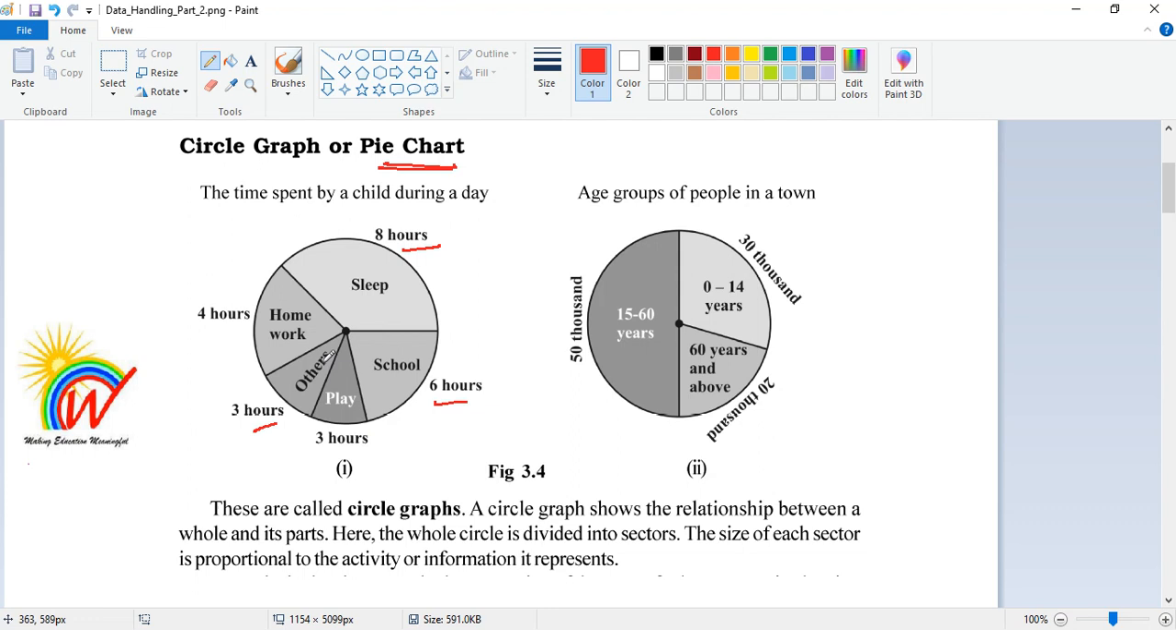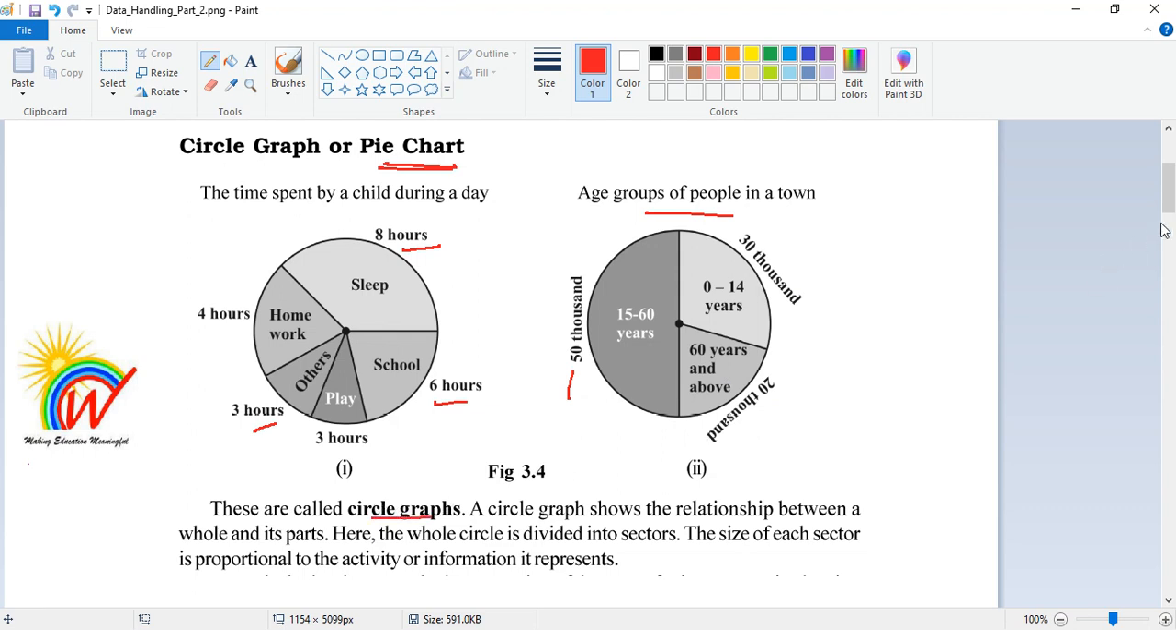Okay, so now here is another representation. It says age groups of people in a town. So here it says 50,000 belong to 15 to 60 years, and 0 to 14 years, 30,000 of them are there, and then 60 years and above, 20,000 people are there. Okay, so this is another representation. Now these are called circle graphs.